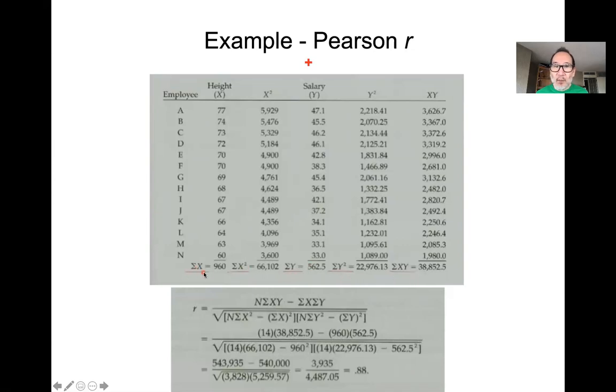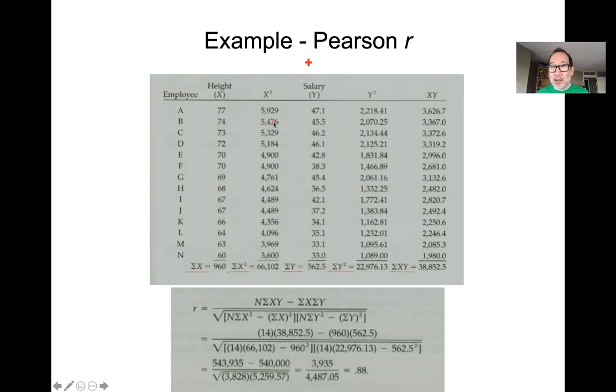So you need to find the sum of x, right? You add up all the heights. Okay, here's the sum of x squared. So it's taking every x score, squaring it, then adding it. Then you find out what the salary is, right? That's 47,000 annually, we hope. It's probably 47,000 annually versus 33,000. Add it up, square it, add that up.